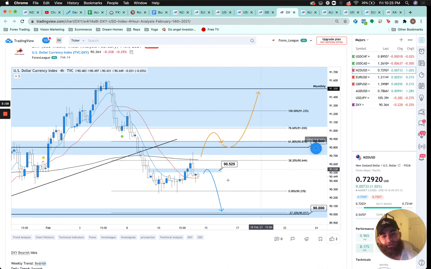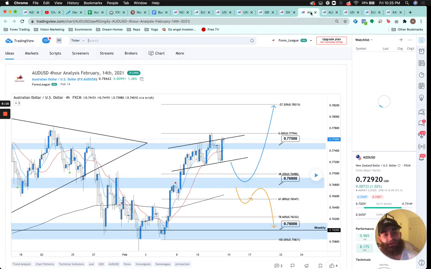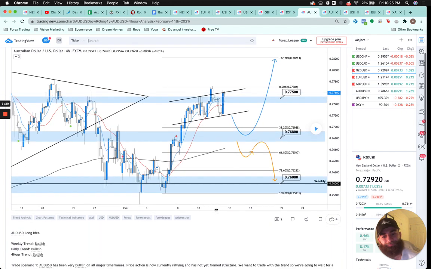So let's see how it played out. Scenario 1 had lower, scenario 2 had higher. So this thing off the jump headed lower from this level. Then we actually saw a surge to the upside, retesting this 9,800 level and coming lower again. So this thing is certainly still very much bearish on this time frame. With that in mind, let's go to AUD USD.